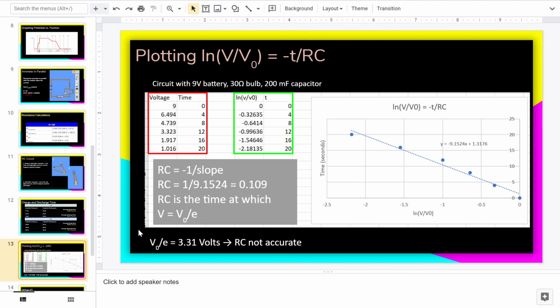The initial potential divided by e was equal to 3.331 volts, but as you can see, at time 0.109 the voltage was not 3.31, so for my data, my time constant was not accurate.